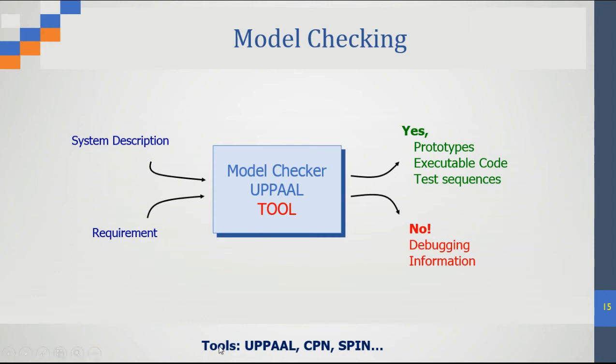As I mentioned, Uppaal is not the only model checker tool, but there are other tools like Visual State and Spin and CBN, and all of them are model checking.